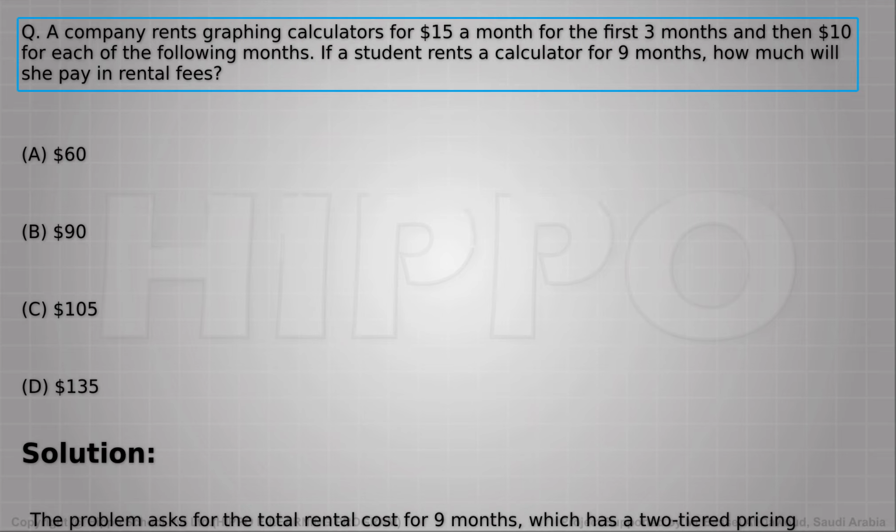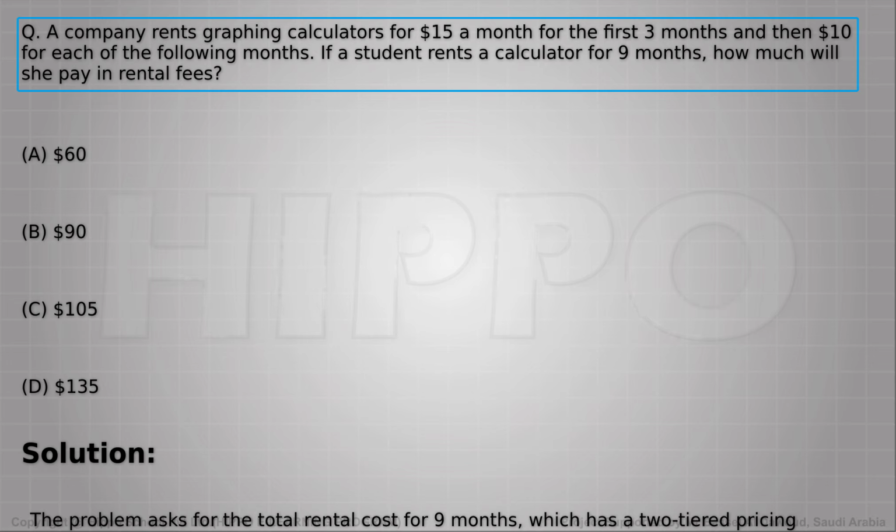Today we have a classic word problem that deals with tiered pricing. These are very common on the SAT, and they test your ability to read carefully and break a problem down into smaller parts. Let's read the question together.